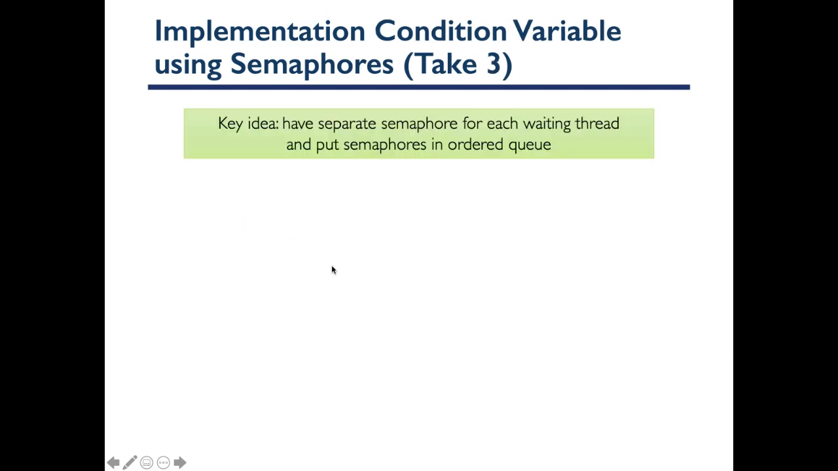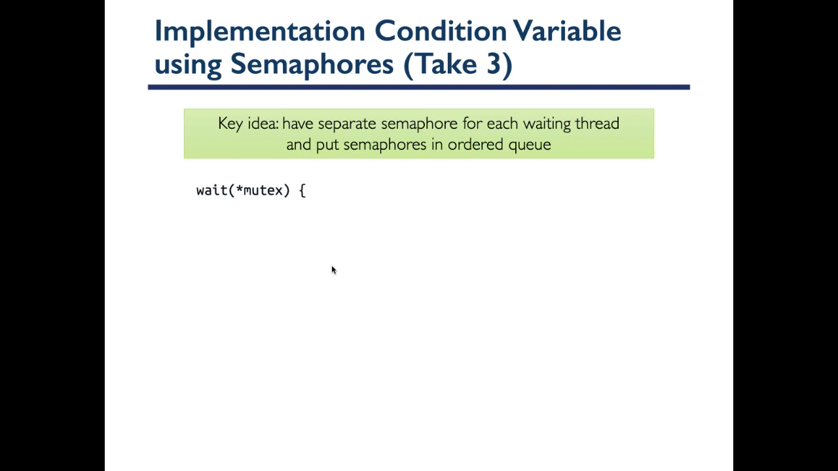Now, this is take 3, and this is the implementation. The idea behind this one is that let's have a separate semaphore for each waiting thread, and then put these semaphores in an ordered queue, to resolve the fact that we want to somehow check if somebody's already in the queue of the semaphore. That we can't do, but we can actually create a waiting queue of semaphores.